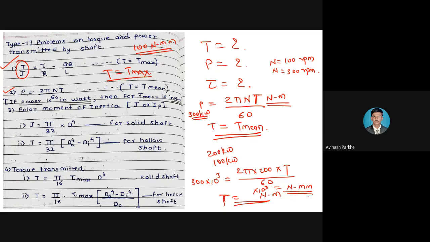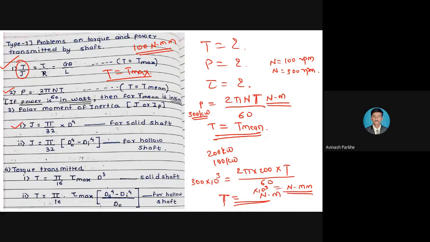So please keep in mind, if the power is in watt, whatever T you get from that particular formula will be in Newton meter only. So once again we have to multiply by 10⁻³ and convert it into Newton mm. So these are the torsion formula and the power formula.